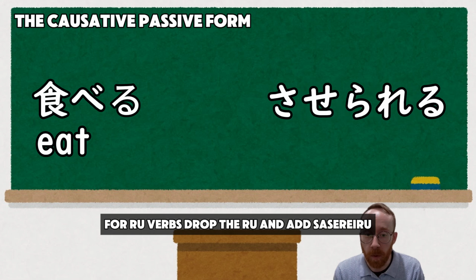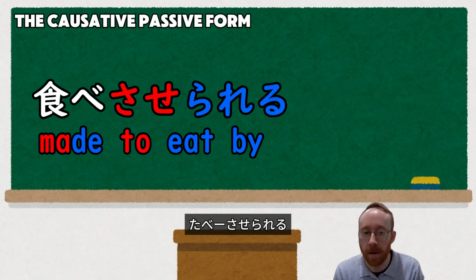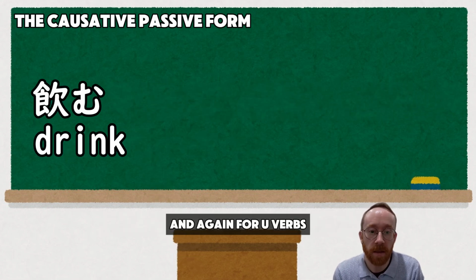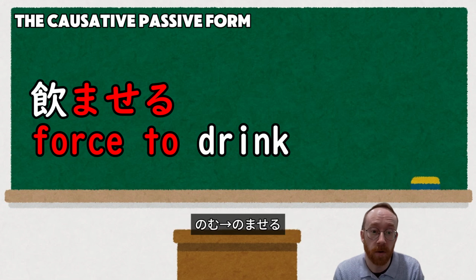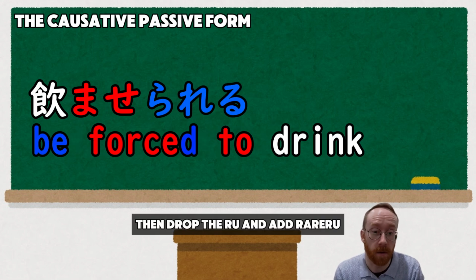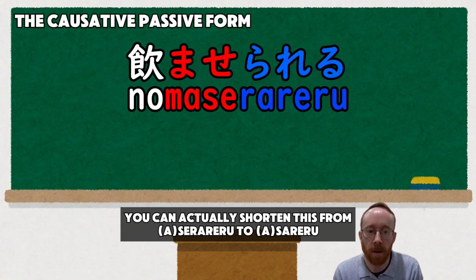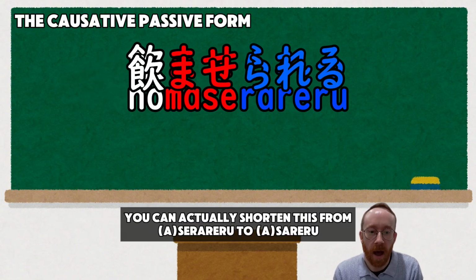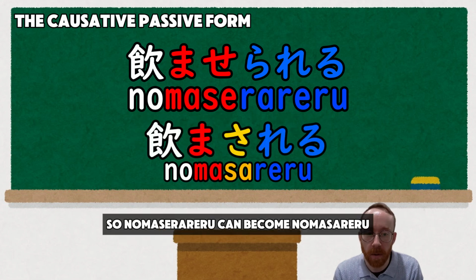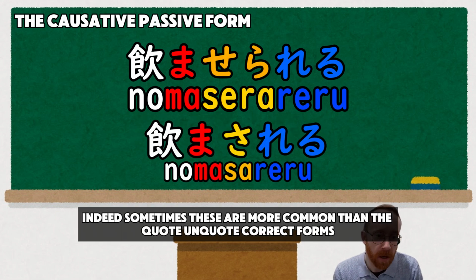For ru verbs, drop the ru and add saserareru, tabesaserareru. And again, for u verbs, make the causative, nomu, nomaseru, and then drop the ru and add rareru, nomaserareru. For u verbs that end in everything besides su, you can actually shorten this from saserareru to sareru. So nomaserareru can become nomasareru. Indeed, sometimes these are more common than the quote-unquote correct form.